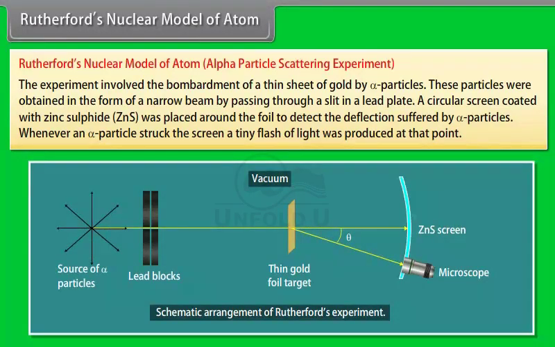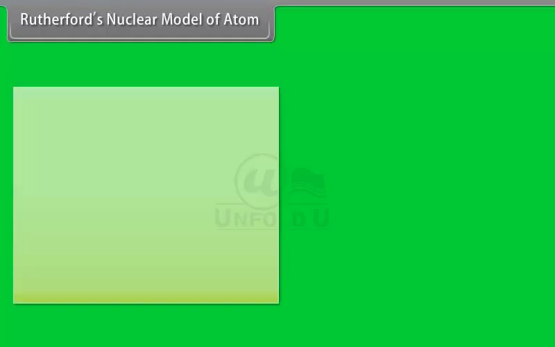A circular screen coated with zinc sulfide, ZnS, was placed around the foil to detect the deflection suffered by alpha particles. Whenever an alpha particle struck the screen, a tiny flash of light was produced at that point.